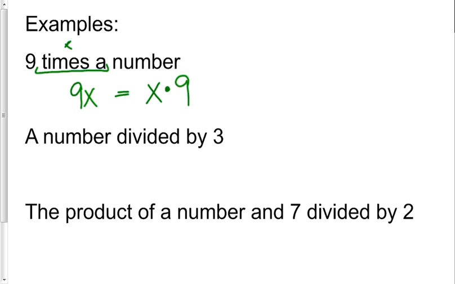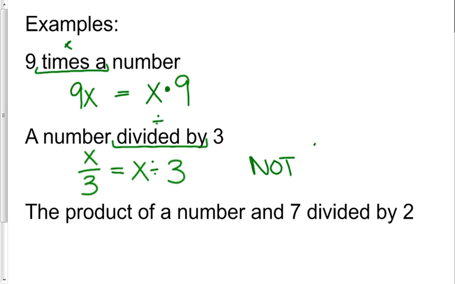Second example, a number divided by 3. Division, once again, like subtraction, order does matter. So a number divided by 3 would be x over 3, or you could write x divided by 3. Okay?